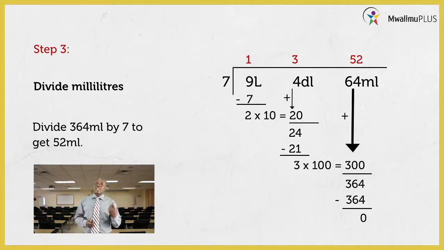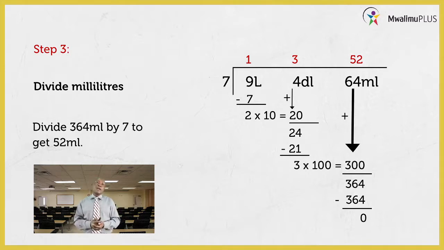If you divide 364 by 7, learners, what do we get? Good. When we divide 364 ml by 7, it will give us 52 ml. So we add 52 on top of the ml side, then we multiply 52 by 7 to give us 364.